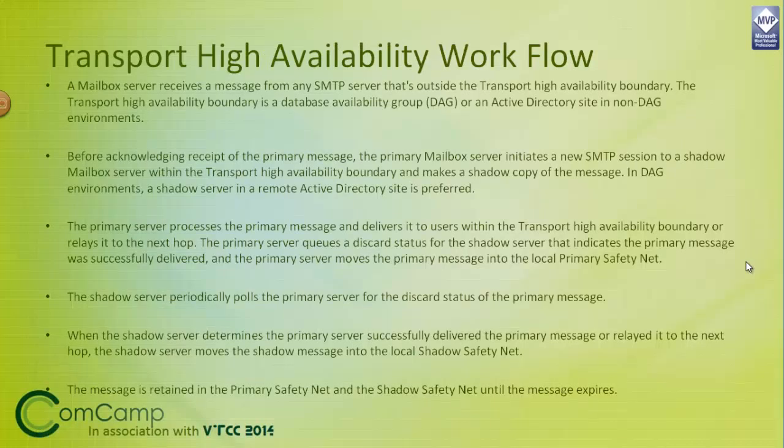Transport high availability workflow. So this is how the transport high availability workflow works. A mailbox server receives a message from any SMTP server that's outside the transport high availability boundary. The transport high availability boundary is the DAG or the AD site, Active Directory site. So it receives the message before acknowledging receipt of the primary message. The primary mailbox server initiates a new SMTP session to a shadow mailbox server within the transport high availability boundary and makes a shadow copy of the message. In DAG environments, a shadow copy server in a remote Active Directory site is preferred.